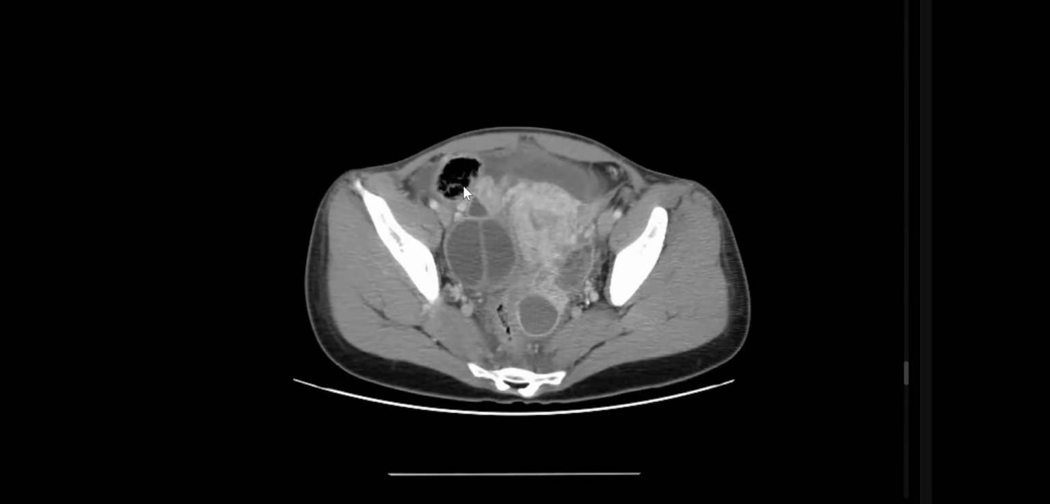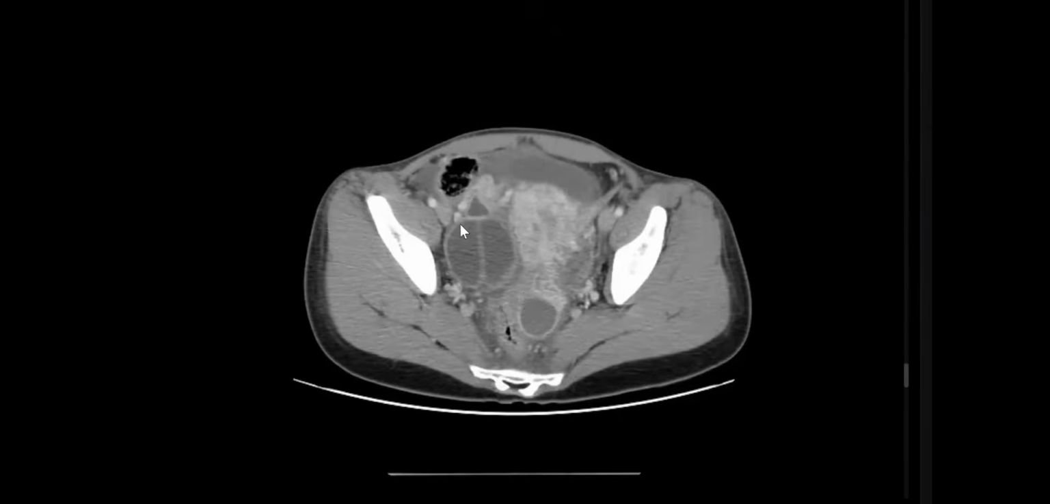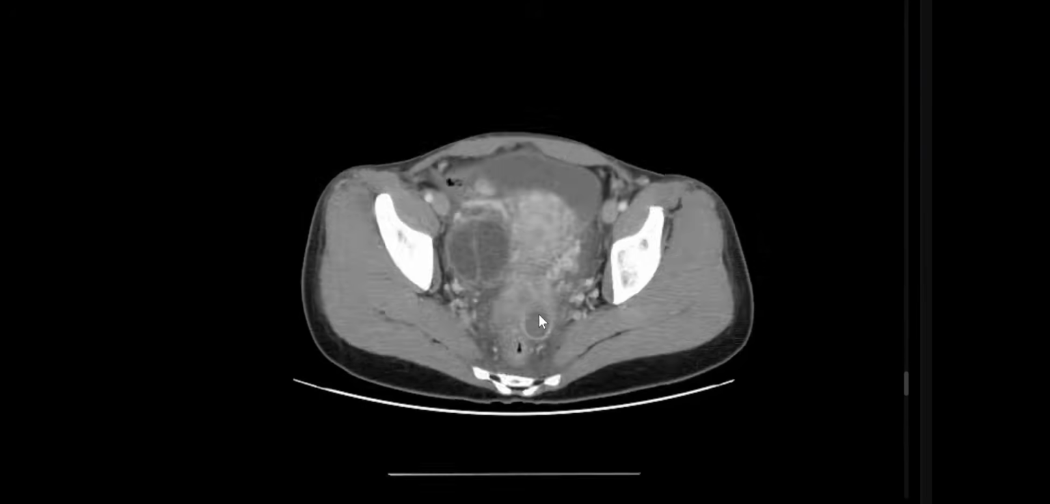What is this? What are these multilocular cystic structures that show enhancement? Again, sir, this could be abscesses, tubo-ovarian abscesses. Yes, tubo-ovarian abscess.